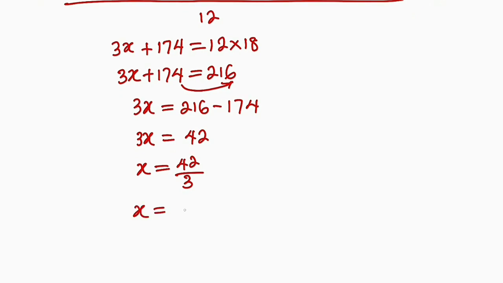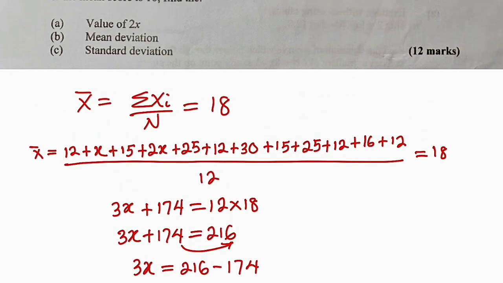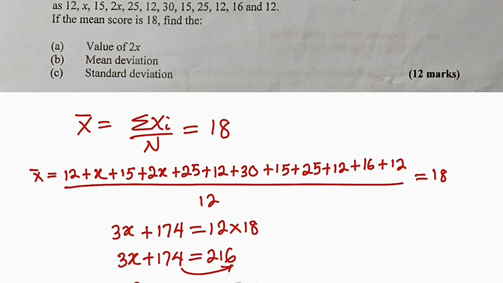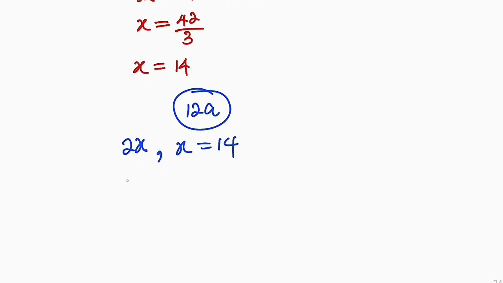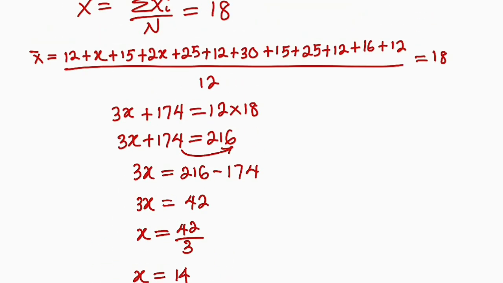And x is equal to what? 14. So if x is equal to 14, let's start by finding 2x, which is a part, right? We're asked to find 2x. But since we know that x is equal to 14, it implies that 2x is equal to what? 2 multiplied by x value, which is 14. And 2x is equal to 28. Now let us move on to the second one.